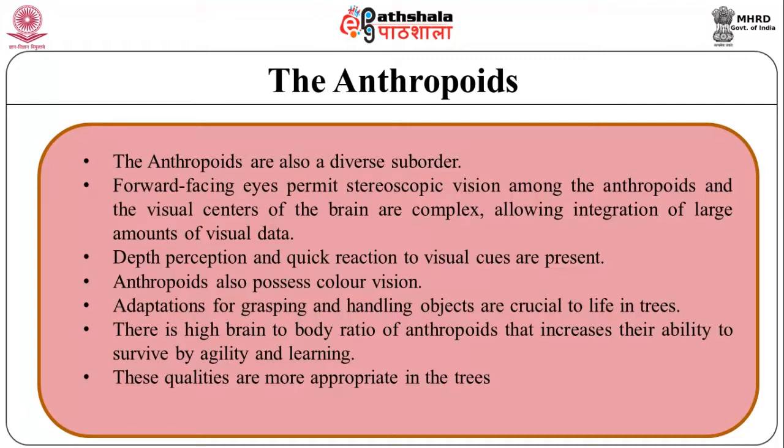Now, adaptations for grasping and handling objects are crucial to life in trees as well. Finally, the characteristically high brain-to-body ratio of anthropoids increases their ability to survive by agility and learning. Now, these qualities are more appropriate in the trees than are the specializations of terrestrial animals for attack and defense, such as large horns, tusks, and claws.